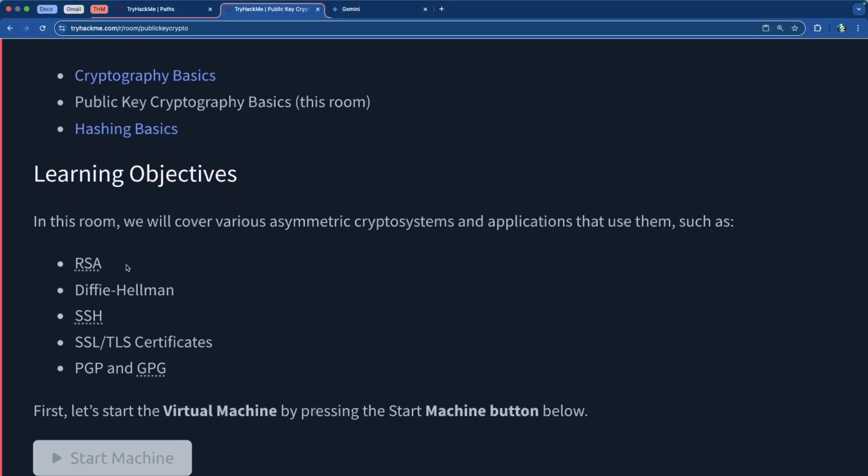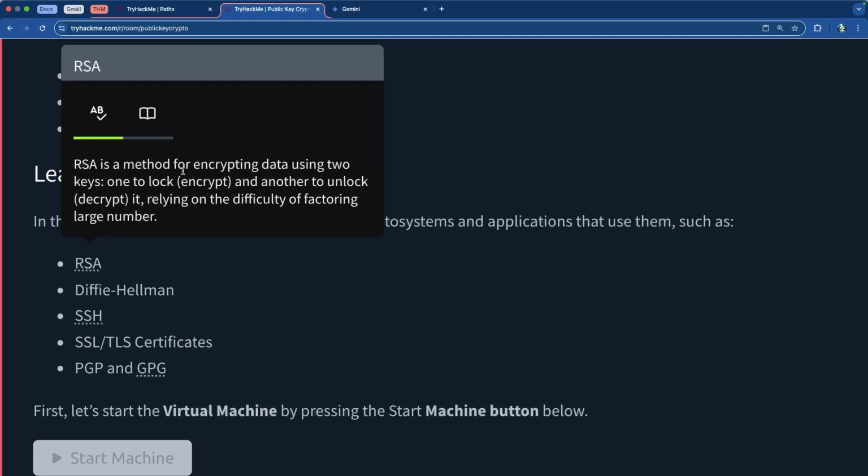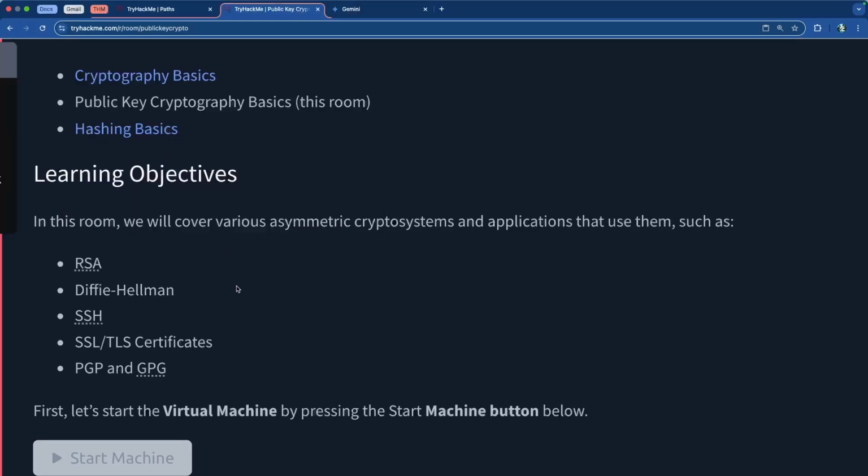And in this room, we're going to talk about the RSA, which I think of as the real secure algorithm, but it stands for something else. And it's a method for encrypting data using 2 keys, one to lock and one to unlock. So one to encrypt and one to decrypt. And it relies on the difficulty of factoring large numbers.